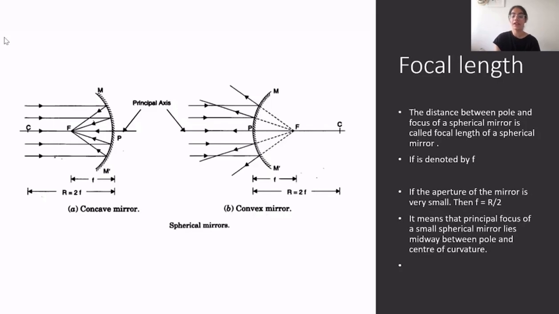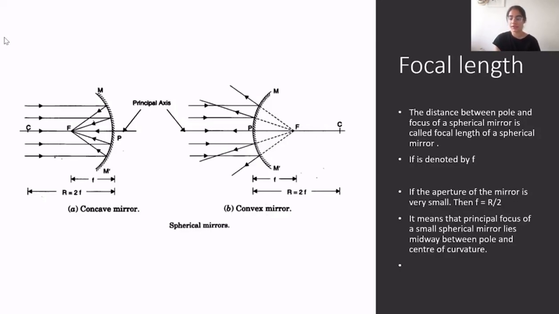If the aperture of the reflective surface is very small in comparison, then we say that the focal length is half of the radius. The focal length is represented by small f. When the aperture of the mirror is very small, the focal length is half of the radius, hence f equal to r by 2.